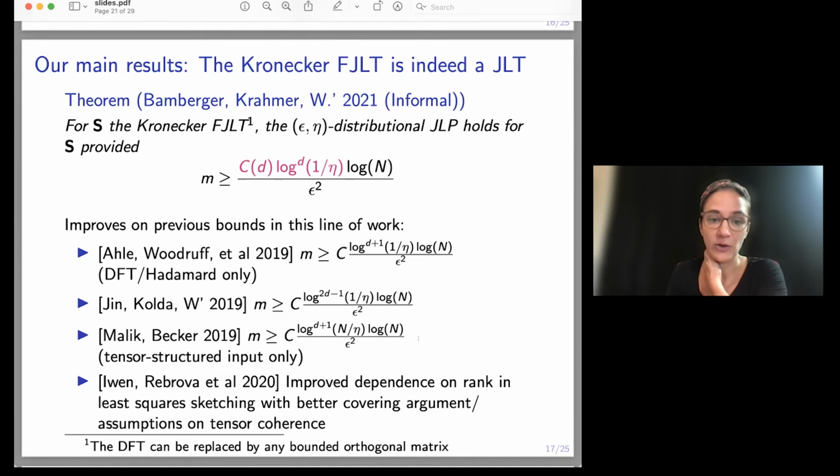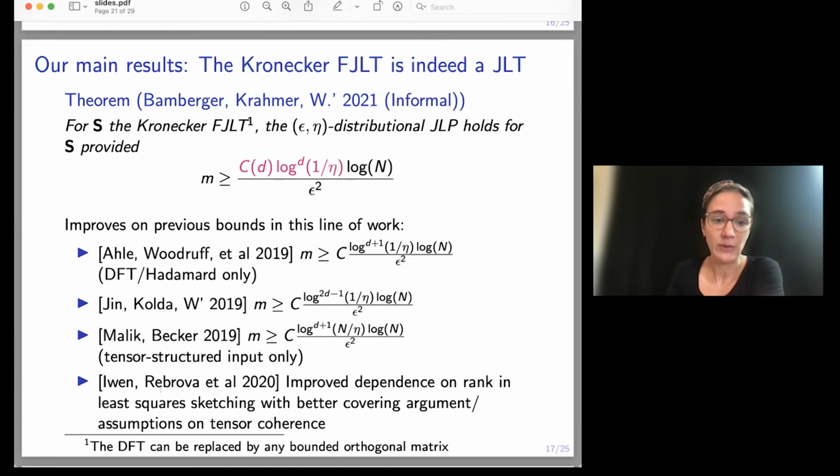showing this property for tensor structured input. And their argument's very, very simple and easy, based on coherence. So that paper I recommend if you don't know anything about what I'm talking about. It's a good paper to get into these sketching structures. It's a very, very simple but elegant argument.